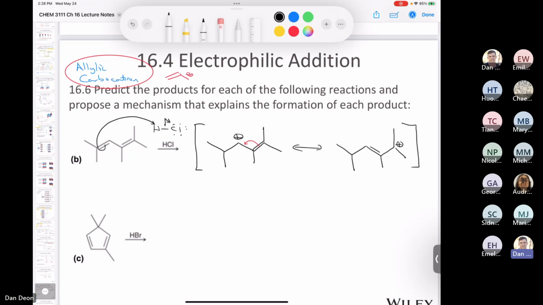There we go. Give me a thumbs up. Tiana, give me like 1,000. I'm kidding. But give me a thumbs up if you follow me on the allylic carbocation. Good. Thanks, Amelia. Awesome. Okay.